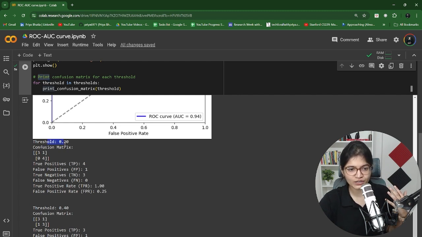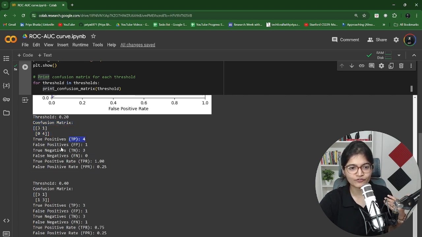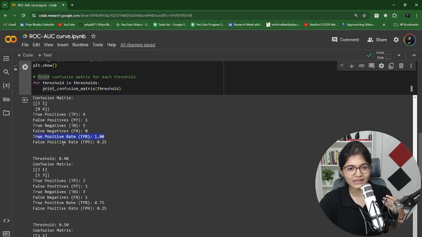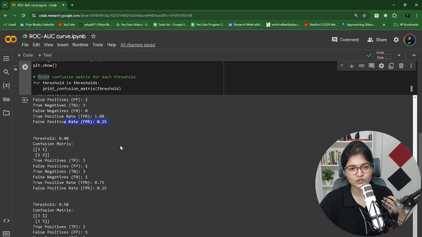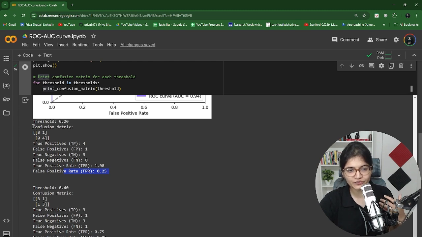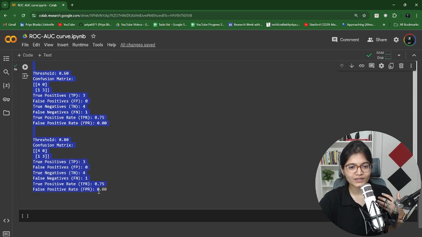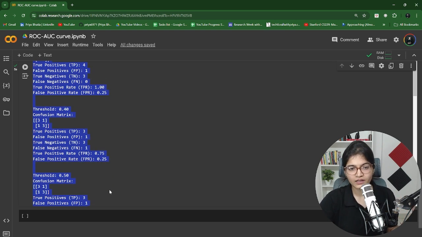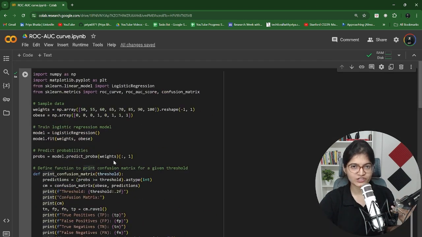And for every threshold, as you can see, because it's a for loop we are applying, the same thing will happen for all the threshold values that we have. You can see the threshold is available, the confusion matrix is available, and then we apply the ravel function, because of which we get the values of TP, FP, TN, and FN. Finally, we apply the formulas of TPR and FPR, and we get those values as well. In this way, we can evaluate for all the different thresholds the value of TPR, the value of FPR, and the values of true positive, true negative, and false negative. So this is the overall idea behind the ROC AUC curve.